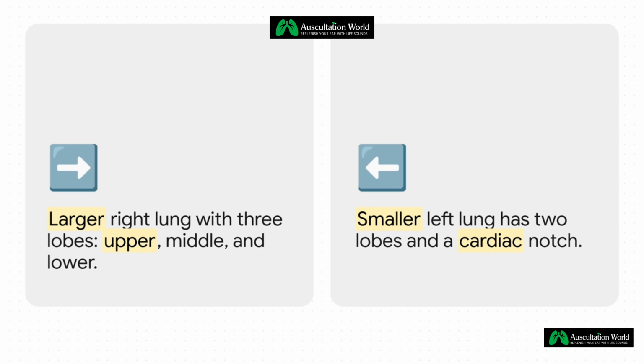Why? Because it has to share that tight chest space with your heart. So it only has two lobes and features this brilliant structural adaptation called a cardiac notch. It's literally a physical indentation carved out specifically to house the heart. It's just a perfect architectural fit inside your chest.